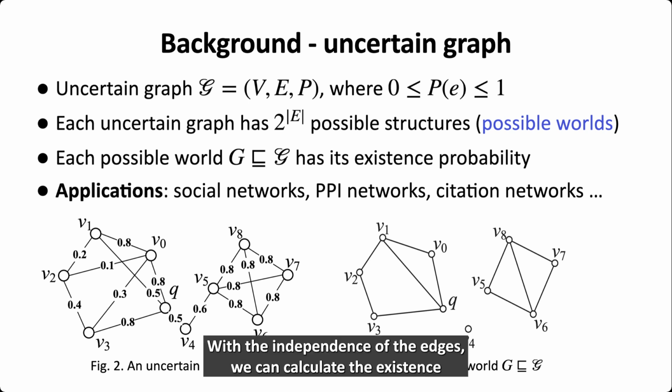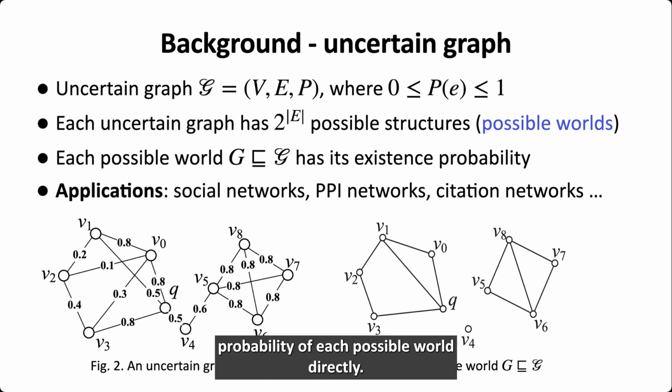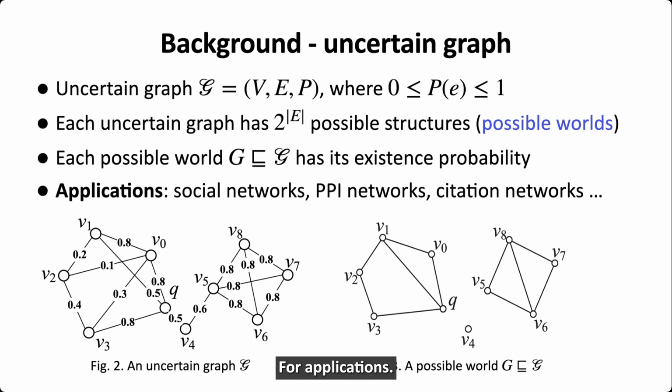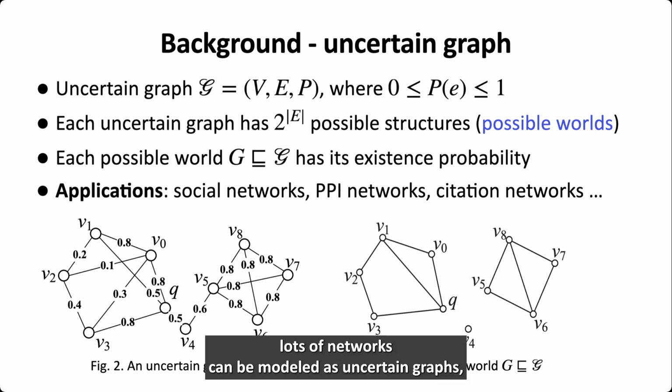With the independence of the edges, we can calculate the existence probability of each possible world directly. For applications, lots of networks can be modeled as uncertain graphs, such as social networks, PPI networks, citation networks, etc.